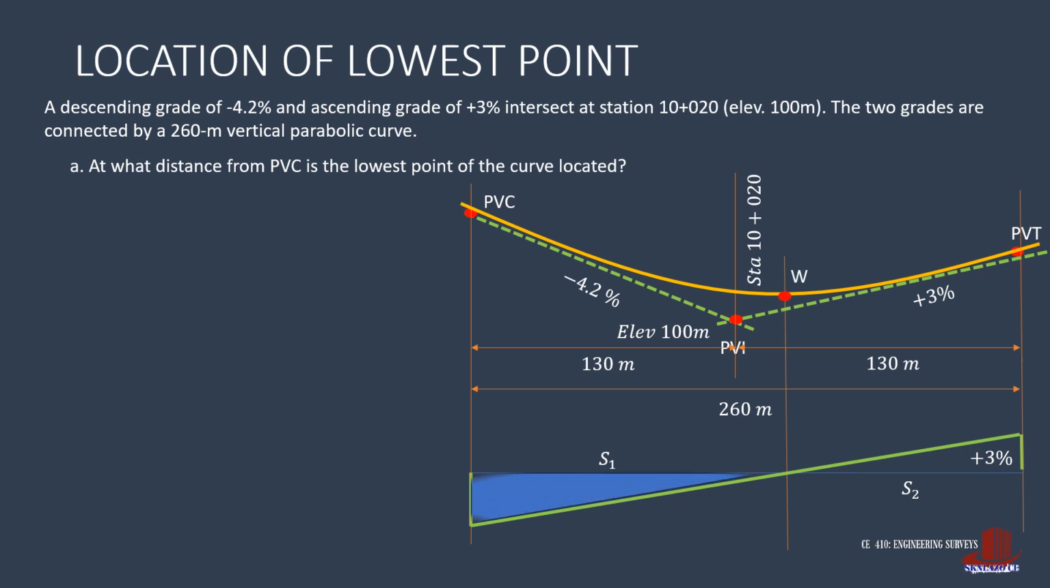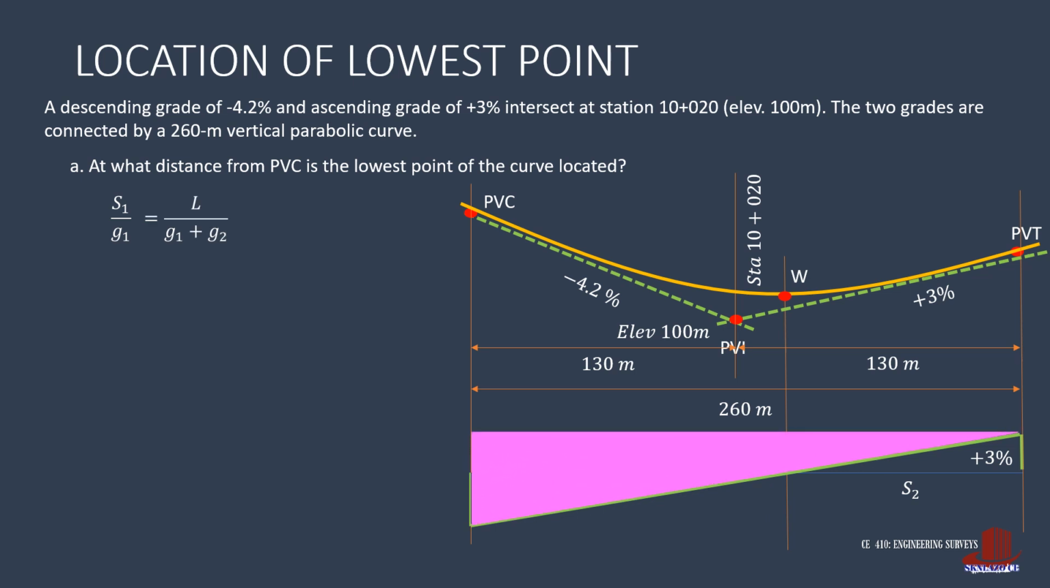We take similar triangles to solve for the distance we are looking for. Start with the small triangle with S1. The ratio is S1 is to G1. Then, the bigger triangle has the ratio of L is to the summation of the gradients. Plug the values from the illustration and get S1 is to 0.042, and this is equal to 260 over 0.042 plus 0.03. S1 is then simplified as 151.6667 meters.